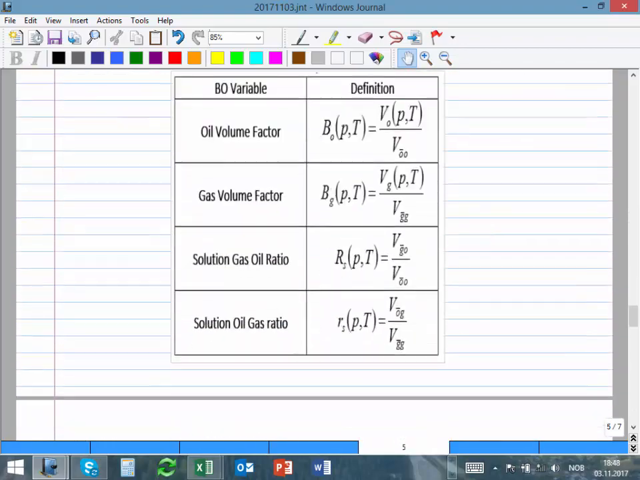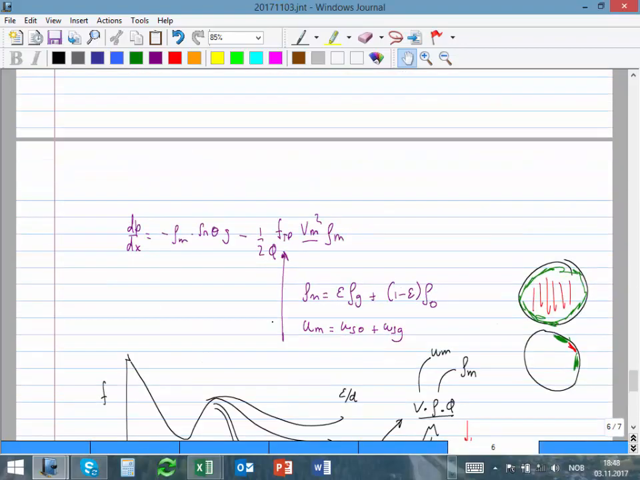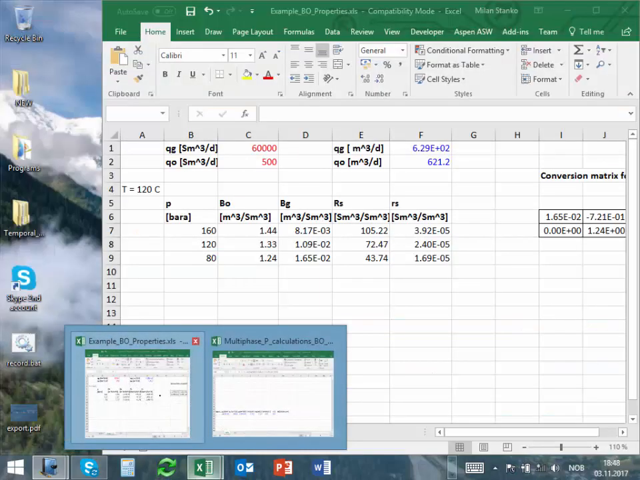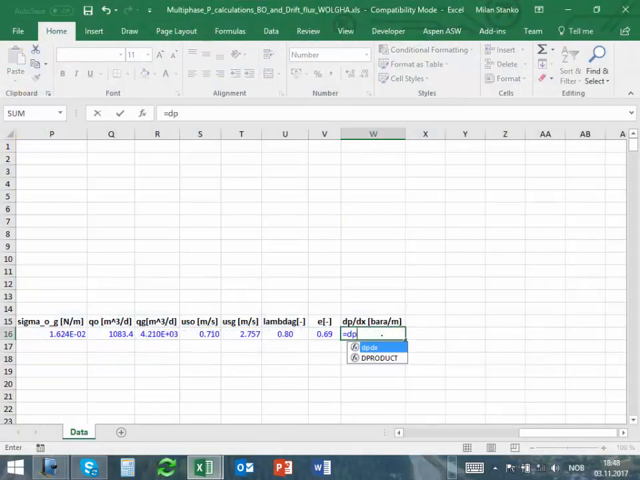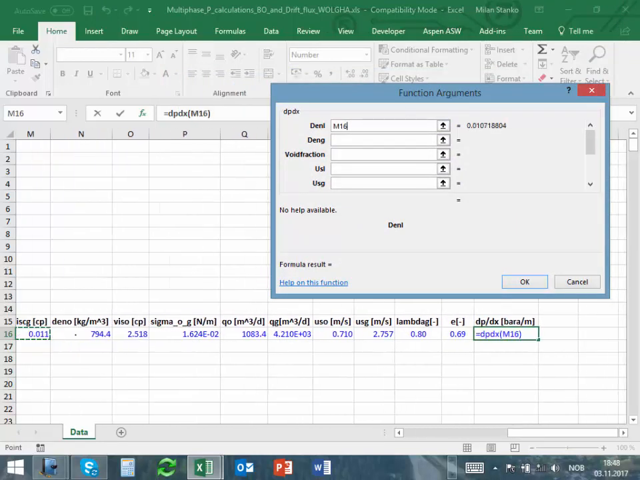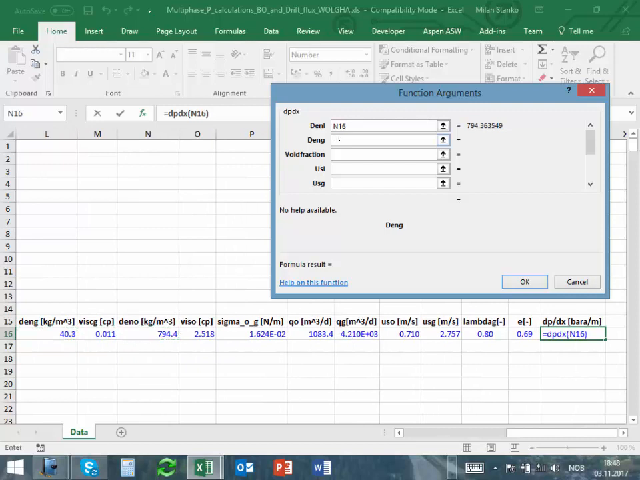For that, we're going to use just this expression. I programmed it already for you, so you don't have to do it manually. You call dpdx, and it will be: density of the liquid, density of the gas, void fraction, that's epsilon, superficial velocity of liquid, superficial velocity of gas. Let's see, what else do I need?